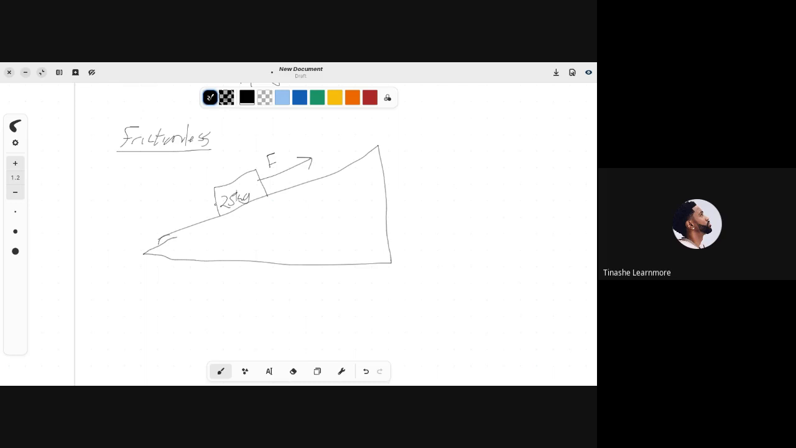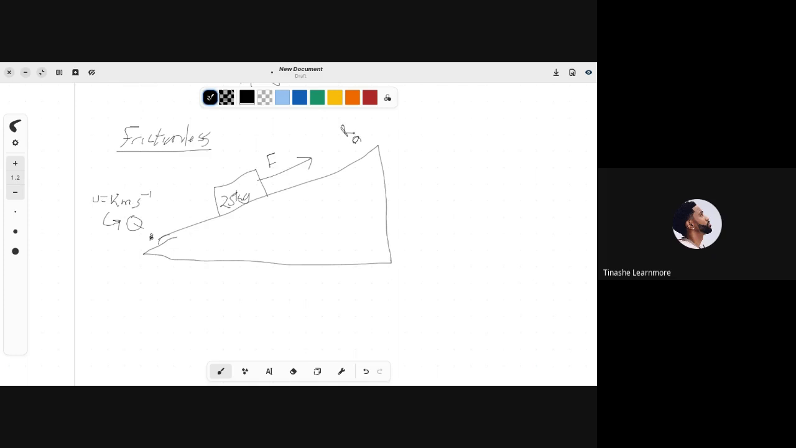When the crate reaches point Q, so this is point Q, its speed is 12 meters per second. At this point its speed, or its velocity rather, is 12 meters per second. Okay, and then it becomes 10.8 meters per second when it reaches point R, which is around here. That's where we're going to have point R.